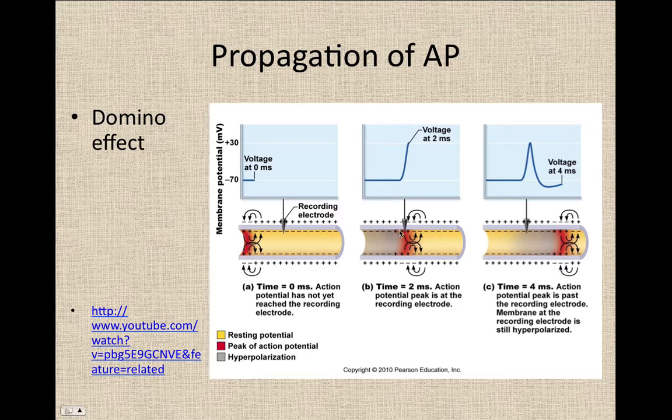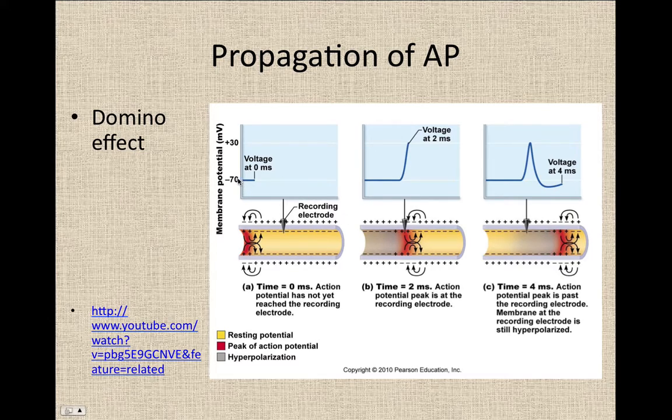So what you can see here is that there's only a slight area that is positive inside and negative outside. The rest of the axon is going to be negative inside and positive outside. So it creates this short burst of change in the voltage of the neuron.